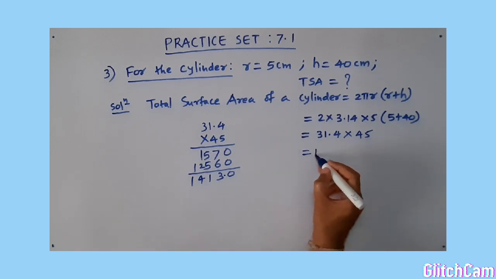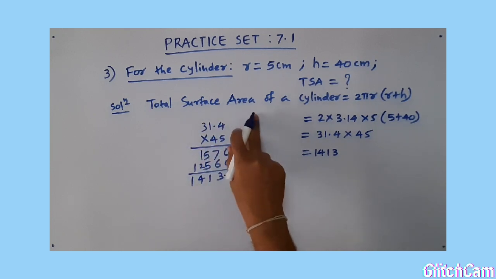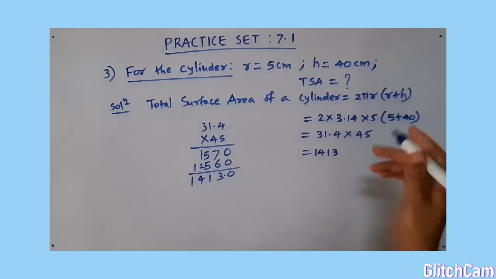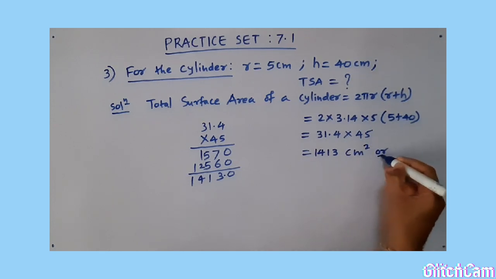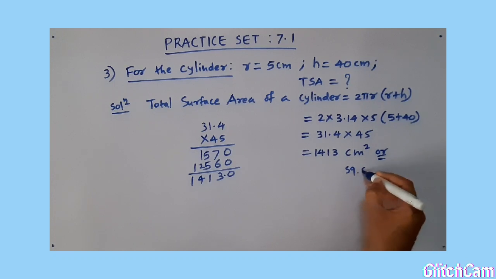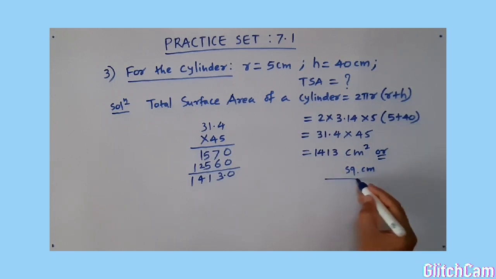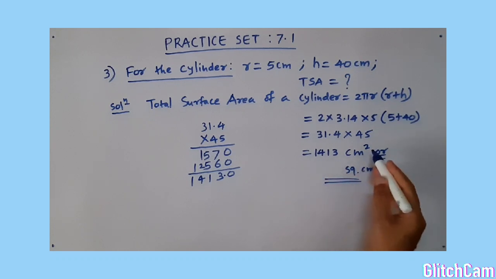So 1413. Okay, and now it is the total surface area. Area is measured in square centimeter because all the dimensions are in centimeter, so I will write centimeter square. Another way of writing it is sq cm. Remember these two are not different, they are one and the same. So the total surface area of the cylinder is 1413 centimeters square.